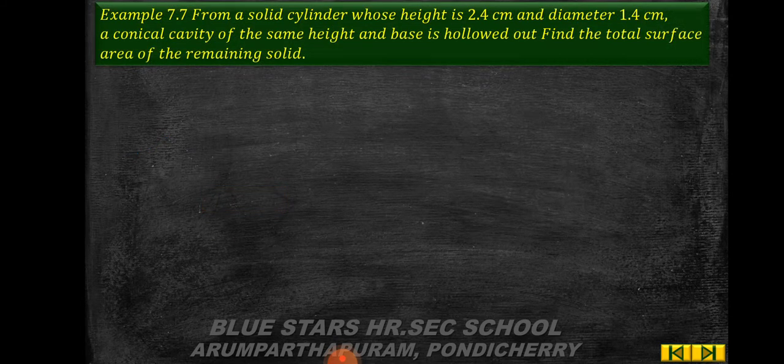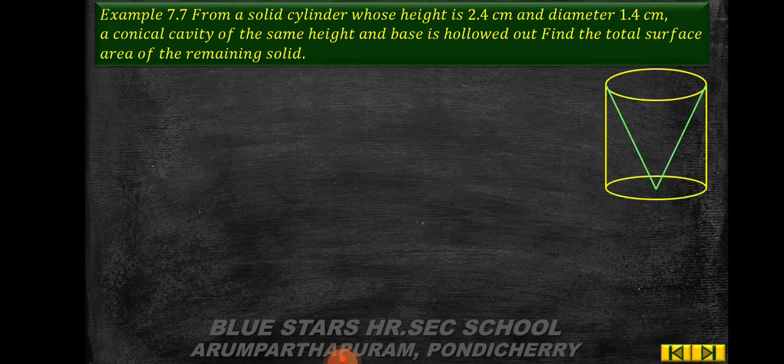Example 7.7. From a solid cylinder whose height is 2.4 centimeter and diameter is 1.4 centimeter, a conical cavity of the same height and base is hollowed out. Find the total surface area of the remaining solid. So this is a solid cylinder. A conical cavity of the same height and base is hollowed out.